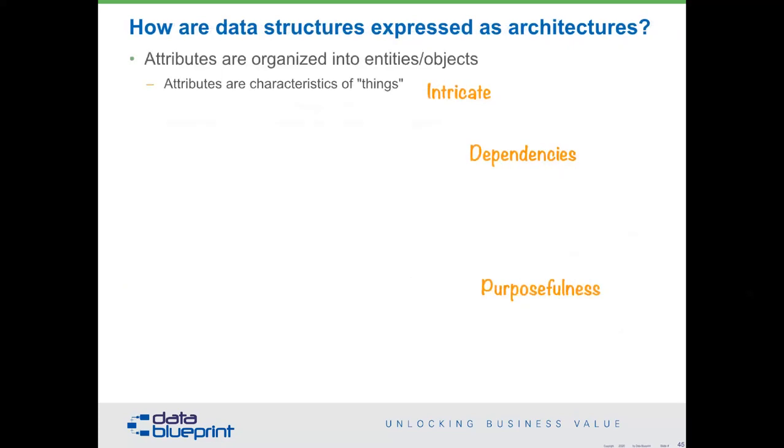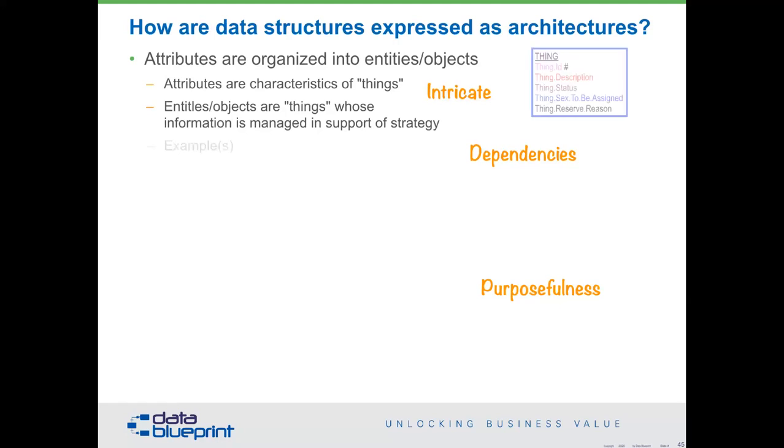So how do data architectures work out of this? Well, I'm going to keep those three words, intricate, dependencies, and purposefulness, up there. And we'll look, the attributes are organized into the entities. I say slash objects because objects actually are very compatible structures here. So if you're working in an object-oriented environment, there's nothing incompatible that we're doing here. And here's an example. Thing and the thing ID, the thing description, the thing status, sex to be assigned, and the thing reservation reason. Remember, if I didn't put the sex to be assigned in there, I couldn't differentiate between male things and female things, assuming that that was what we were trying to do.